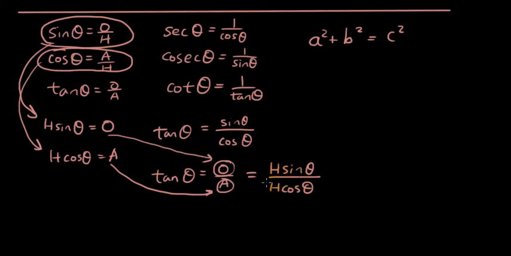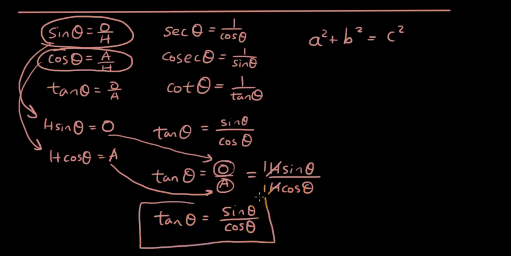Okay, now h divided by h is equal to 1, so I can change that to 1. So therefore I have tan theta equals sine theta over cos theta. Okay, done. So I have proven one more identity for you guys. Tan theta equals sine theta over cos theta. Regardless of what theta is, this equation will always work.